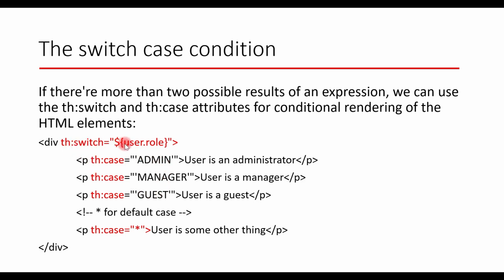Here we are using the switch attribute, and if the user role is admin, then we display this paragraph text. And if the user role is manager, then we display the "user is a manager" paragraph. If the user role is guest, then we display the "user is a guest" paragraph. If no match is found, then it will display a default condition, "user is some other thing". Alright, so this is a simple and straightforward switch case condition in Thymeleaf. Let us see this example in action in the Eclipse IDE.